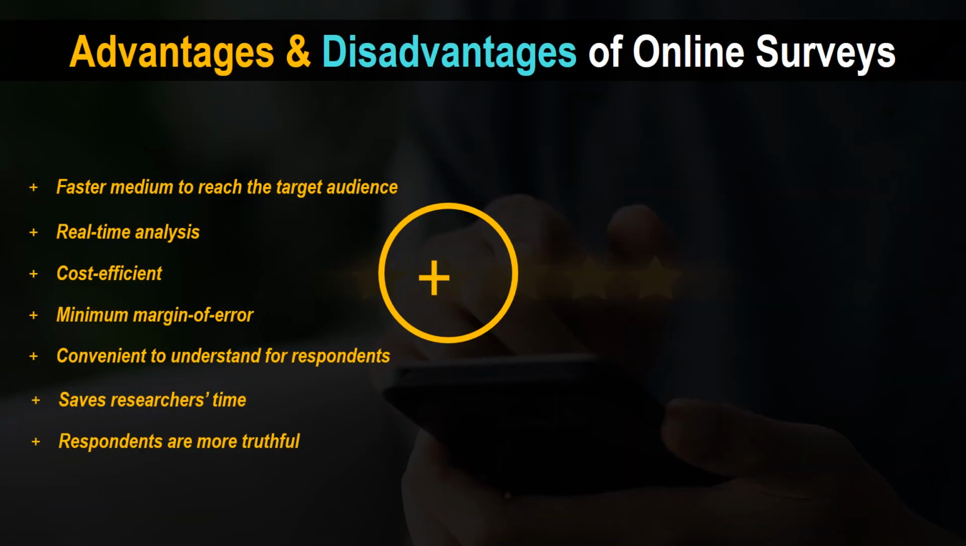Respondents are more truthful. When an online survey is conducted within a target audience, researchers allow respondents to answer anonymously. So, due to that anonymity involved in online surveys, respondents usually depict a more honest and truthful behavior in providing feedback.